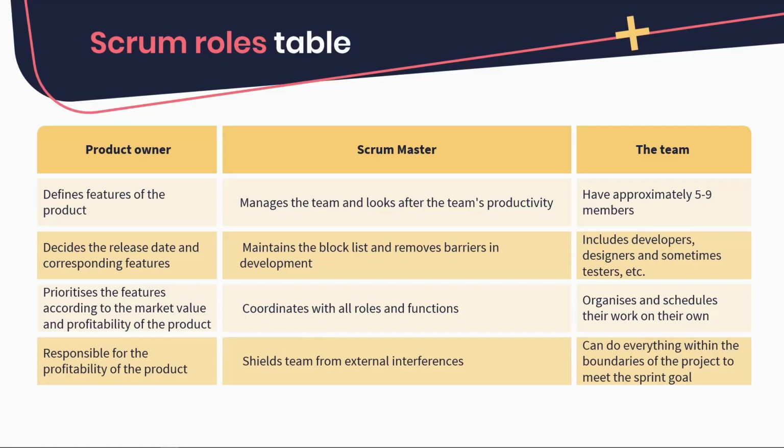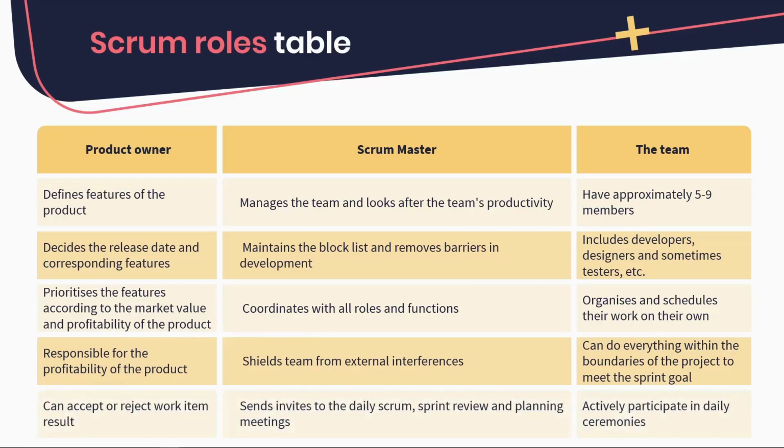And then finally, our last row. The product owner can accept or reject work items' results. And the Scrum Master invites to the daily Scrum, sprint review, and planning meetings. And finally, the team actively participates in daily ceremonies.